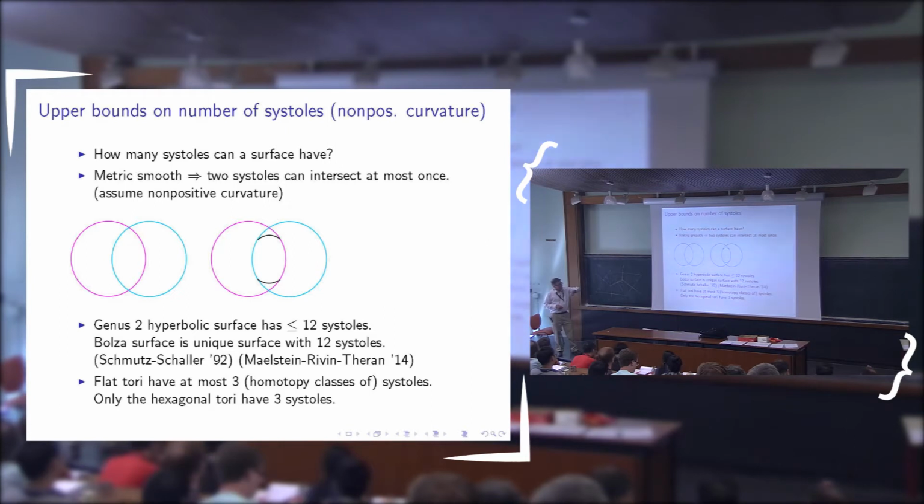Okay, flat tori have at most 3 homotopy classes of systoles. Notice I have to put in this homotopy class because, as usual, I can slide along a cylinder. So this question really for flat surfaces, upper bounds on the number of systoles, well, there is no upper bound, it's infinity. But of course, we are always, in the flat world, going to talk about homotopy classes of systoles. How many homotopy classes?